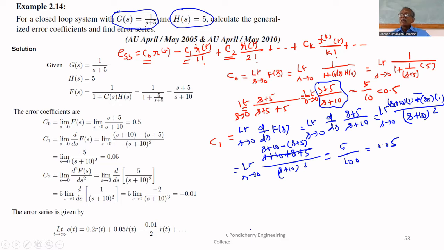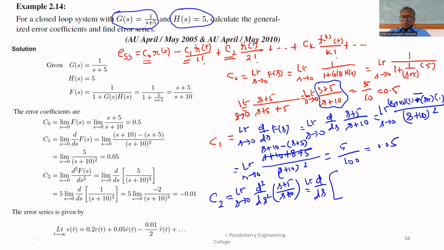At least we have to find the three coefficients in the examination. So let us find C2 also. C2 equal to limit s tends to 0 d square by ds square of s plus 5 upon s plus 10, the second derivative of this. What is the first derivative? The first derivative is s plus 10 whole square in the denominator, and in the numerator s getting cancelled and you are getting 5 only. 5 upon s plus 10 whole square.